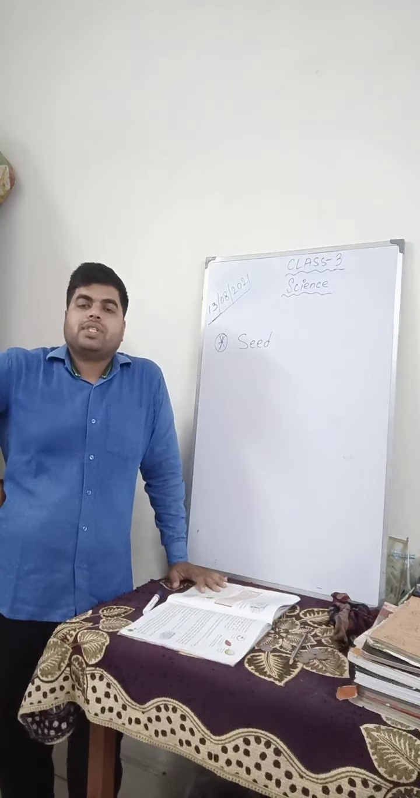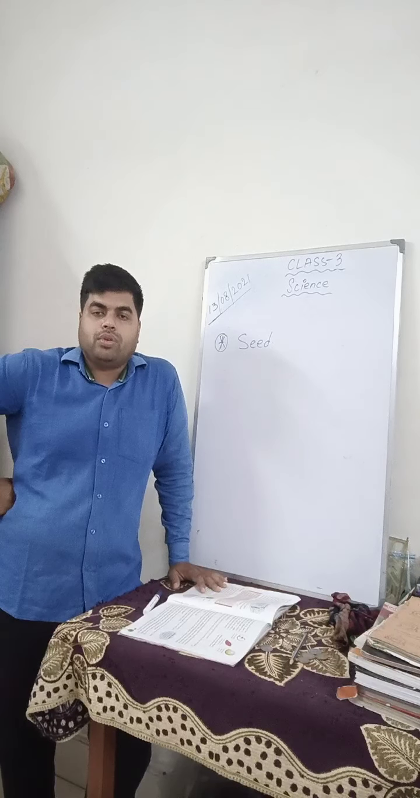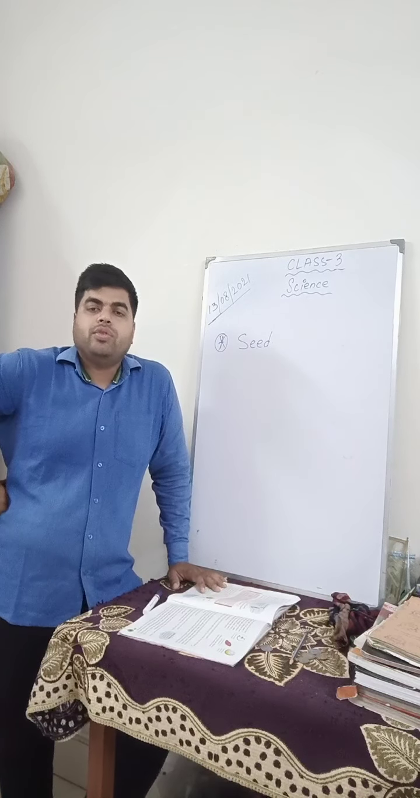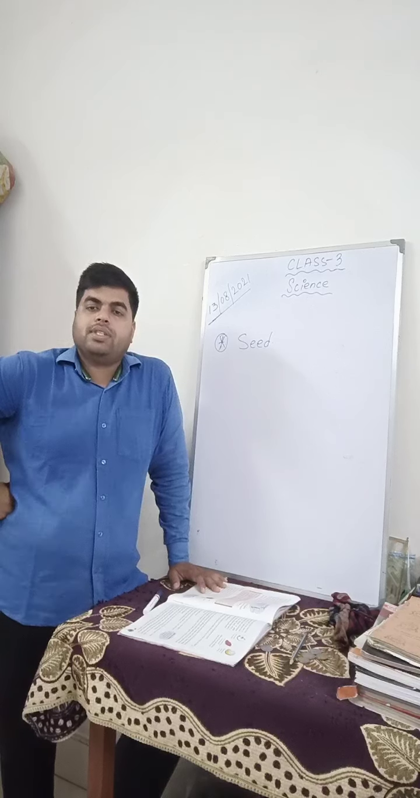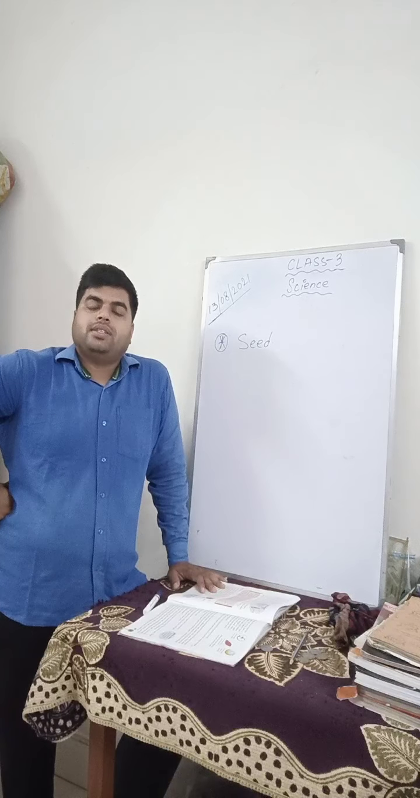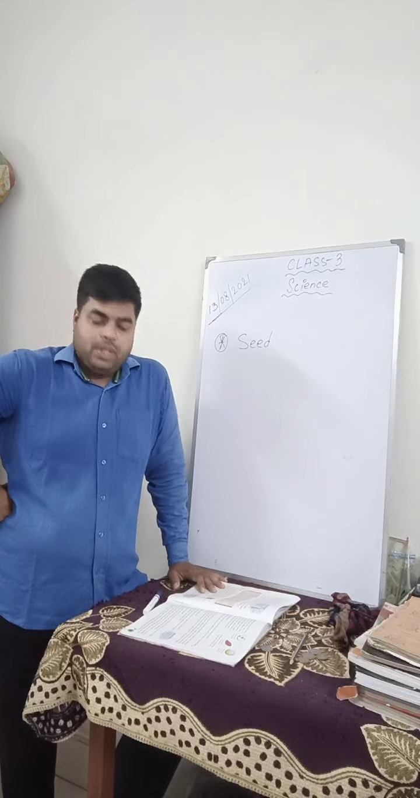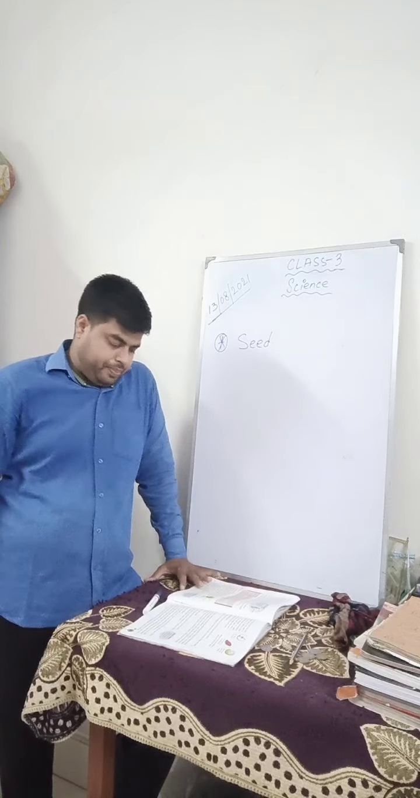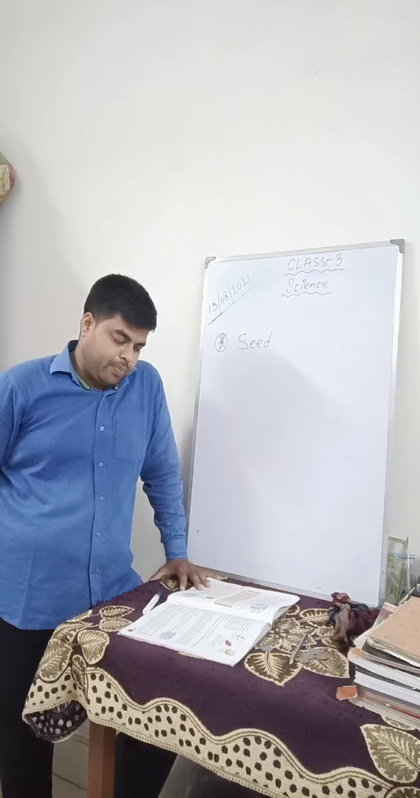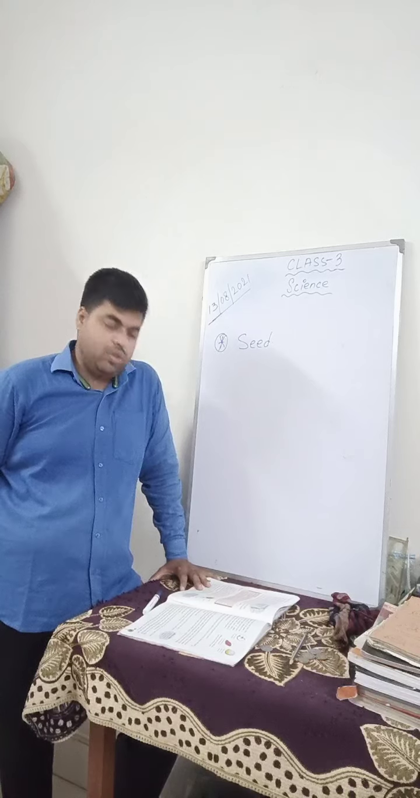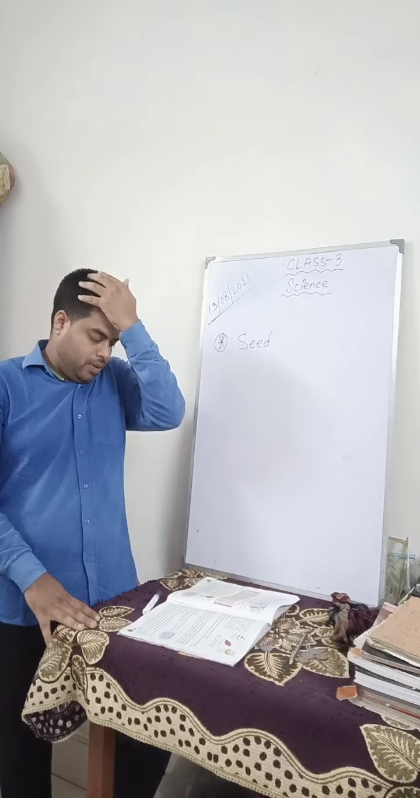Now the number of seeds depends upon the type of fruit. In some fruits there is only one seed. There are some fruits inside which there are many seeds. Now let us read about them. Seeds are small hard structures produced by plants. They are mostly enclosed, that means they are mostly inside the fruit.